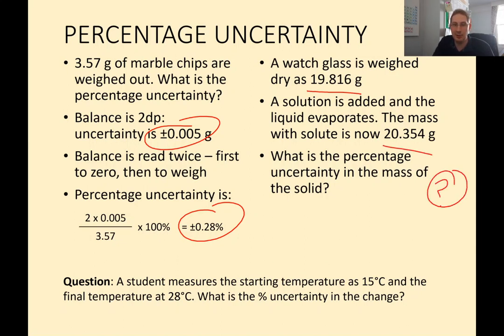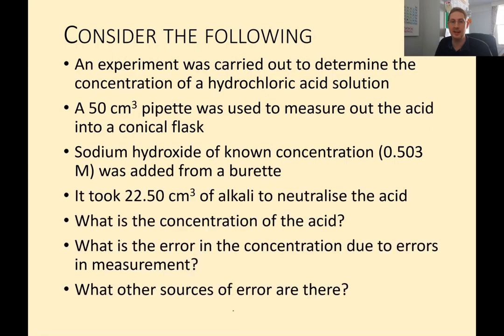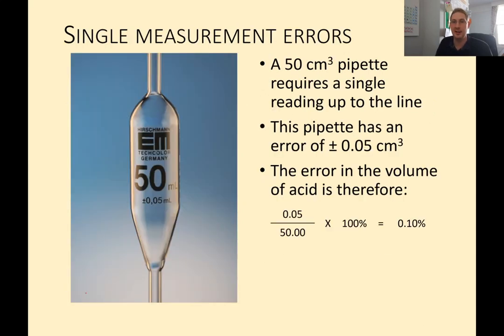Here's another example. Starting temperature is 15 degrees C on a thermometer, and final temperature 28 degrees C. Clearly reads to the nearest degree C. What's the uncertainty? I'm going to skip through this, but just saying pipette here, we can see the error written on it. So error over the amount you weigh out, 0.1%.